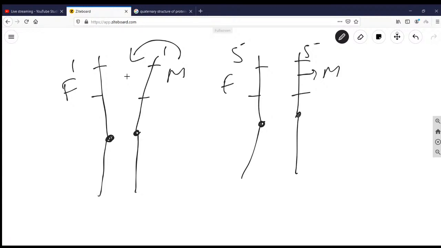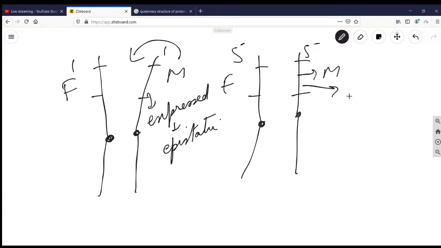So the gene whose phenotype is expressed, suppose this one is being expressed, that is known as the epistatic gene. And suppose this expression suppresses the expression of this one, of this gene's phenotype, so this gene will be known as the suppressed or hypostatic gene.